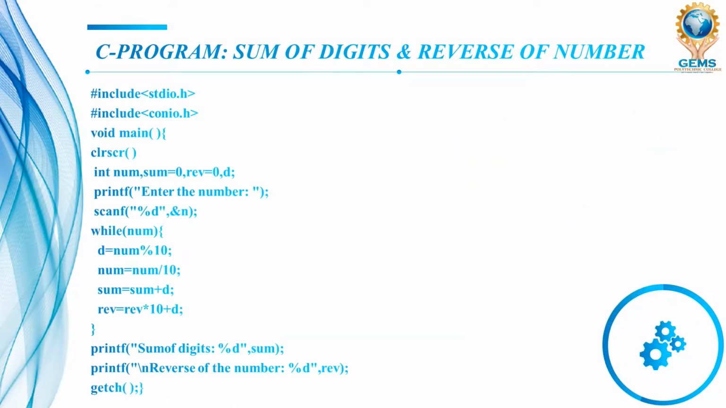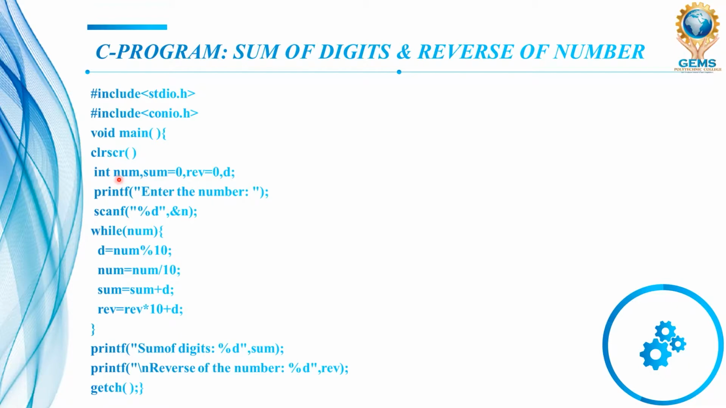Now we have a source code here. So the sum of digits and reverse of a number, the program will work like this. We have two header files here, stdio.h and conio.h. Stdio.h is used for printf and scanf, and conio.h, the console input output header file, is used for clear screen and getch. This I already explained in our previous video lecture.